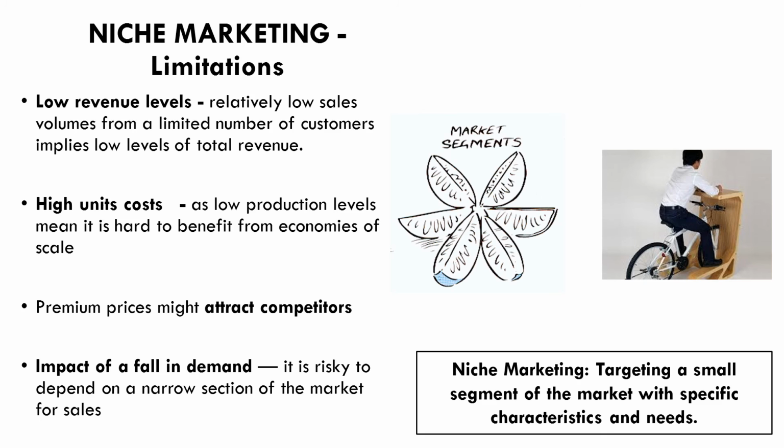Second, high unit costs. As low production levels mean it's hard to achieve economies of scale, the business may find that their unit costs are actually quite high. And this, combined with potentially low levels of revenue, can limit the potential profits earned from a niche marketing strategy.